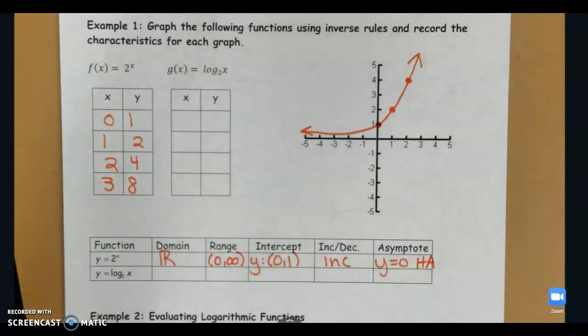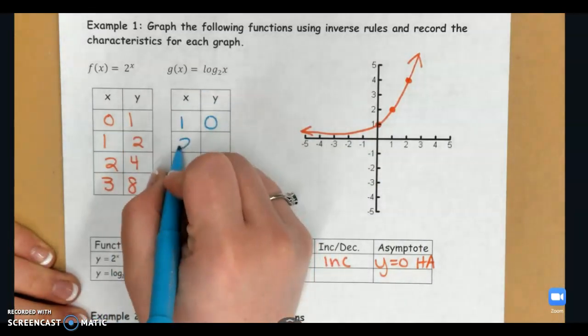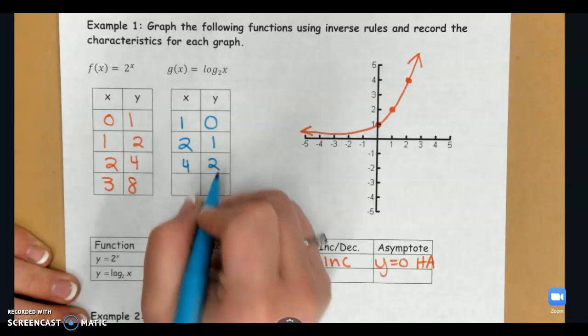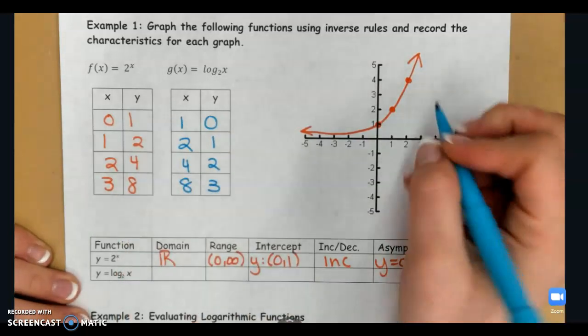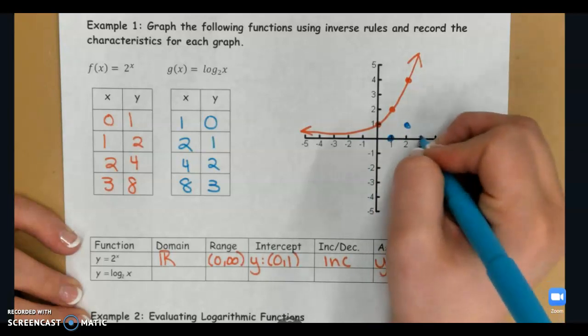My log is going to be the inverse of this exponential function, so I'm just going to swap the x's and the y's. So this is going to be 1, 0, 2, 1, 4, 2, 8, 3, and so on. So I'm going to go ahead and plot as many of those as will fit on my graph.